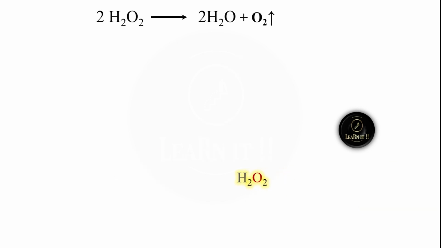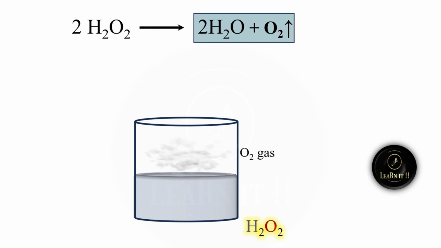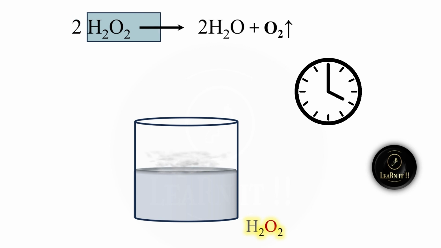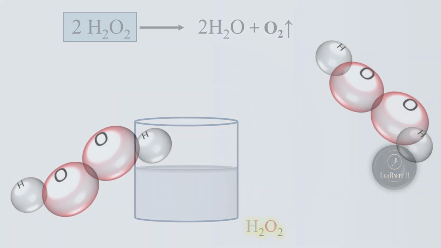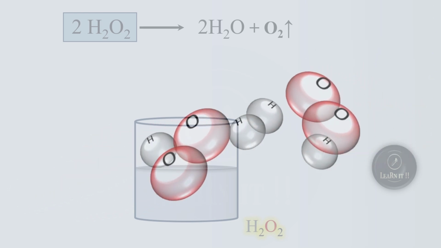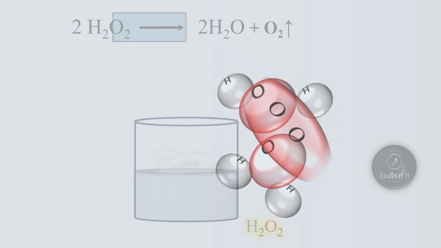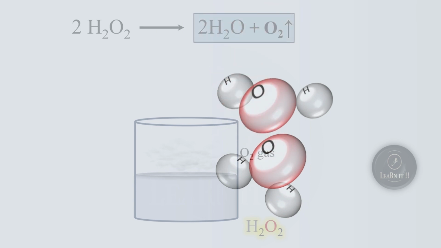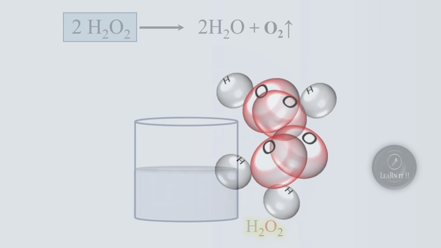When H2O2 breaks down, it releases oxygen gas. We can measure how fast this reaction occurs by tracking the concentration of hydrogen peroxide over time. In the animation, hydrogen peroxide decomposes into water and oxygen gas. This reaction is a great example to understand how the concentration of a reactant changes over time. Now let's focus on the graph to visualize this process better.